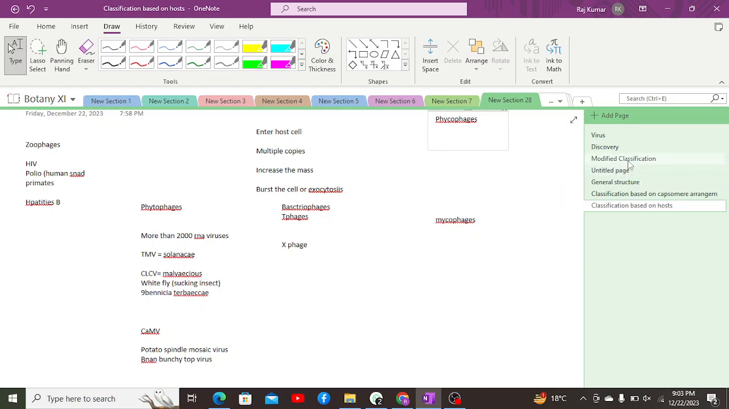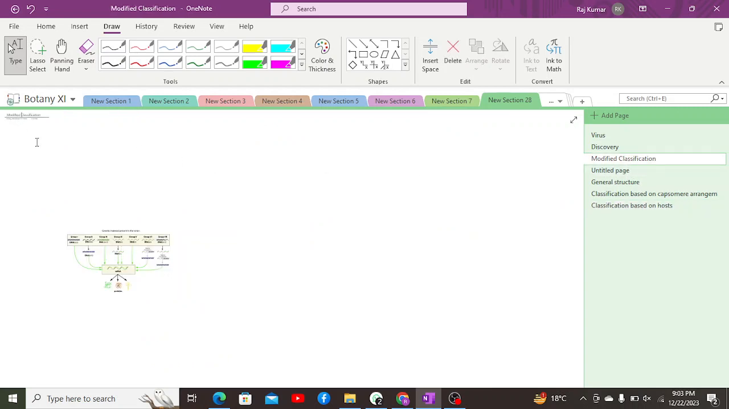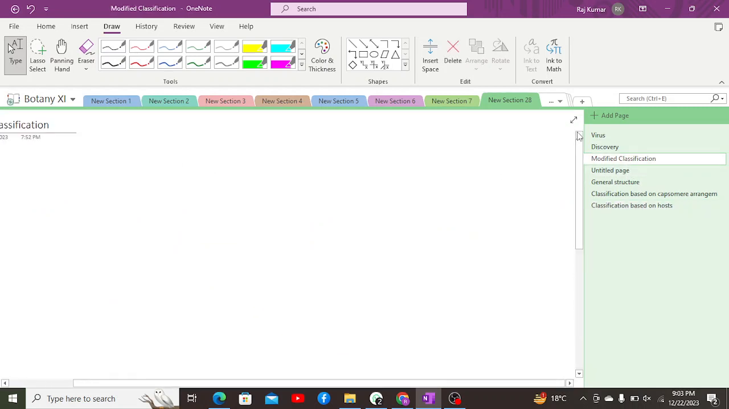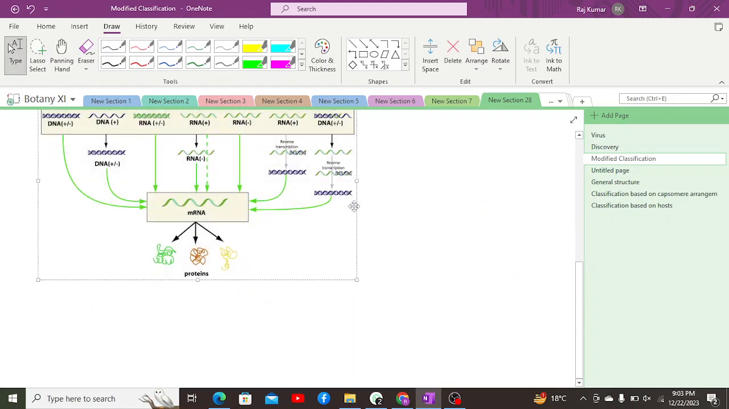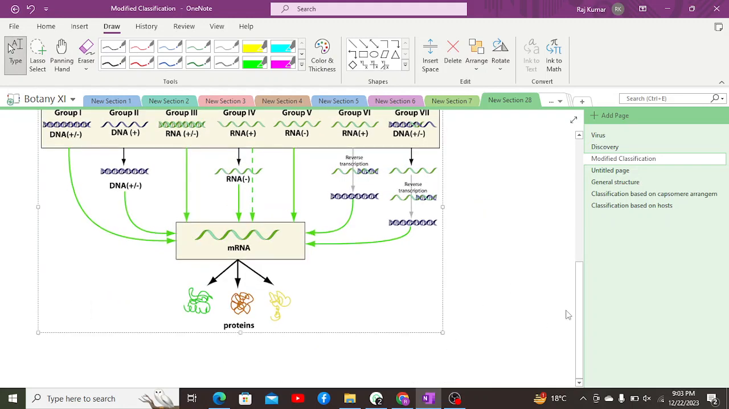Now coming to the major classification we are going to study today. There was a virologist named David Baltimore, a Nobel Prize winning virologist in 1971. He classified viruses into seven classes. Three major groups were there, and he classified them into seven major classes. Let us discuss that in detail here.